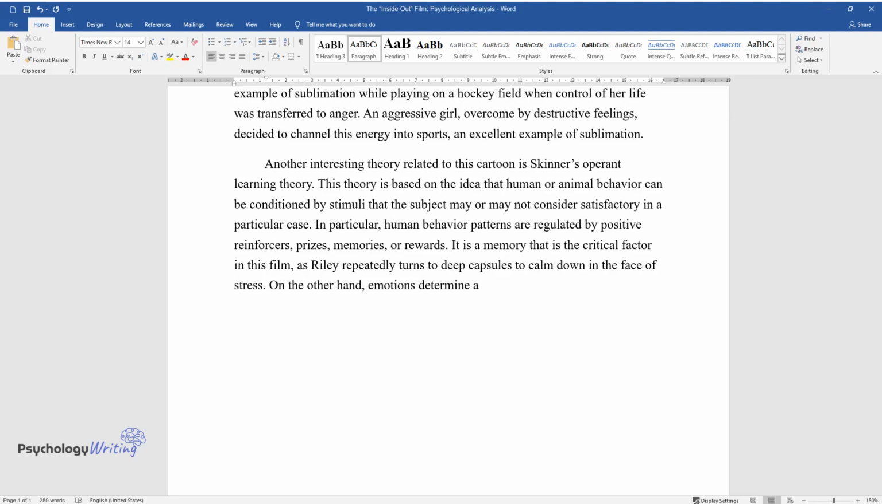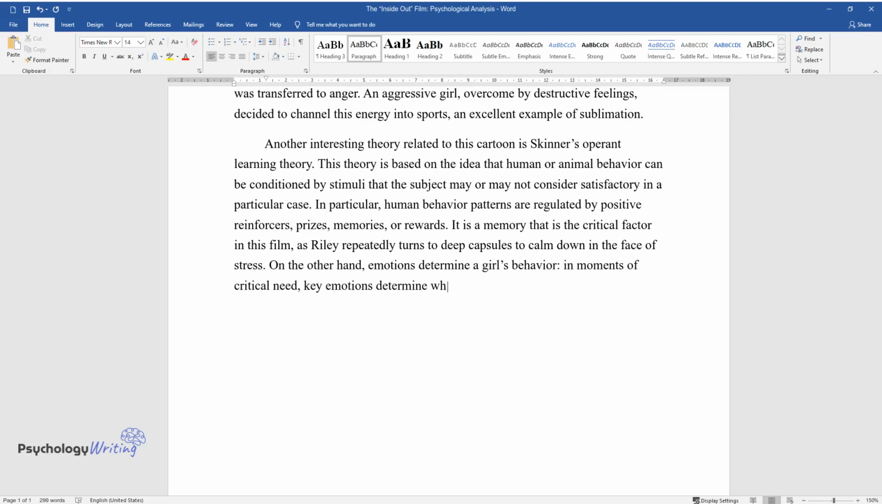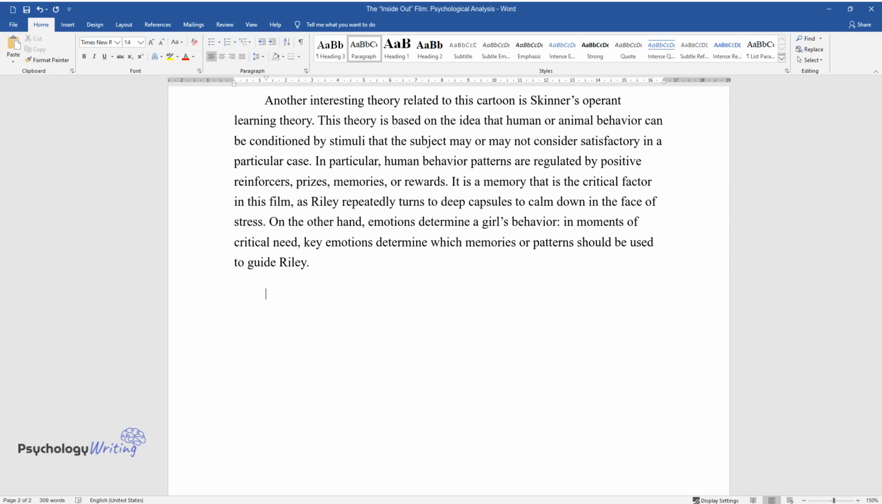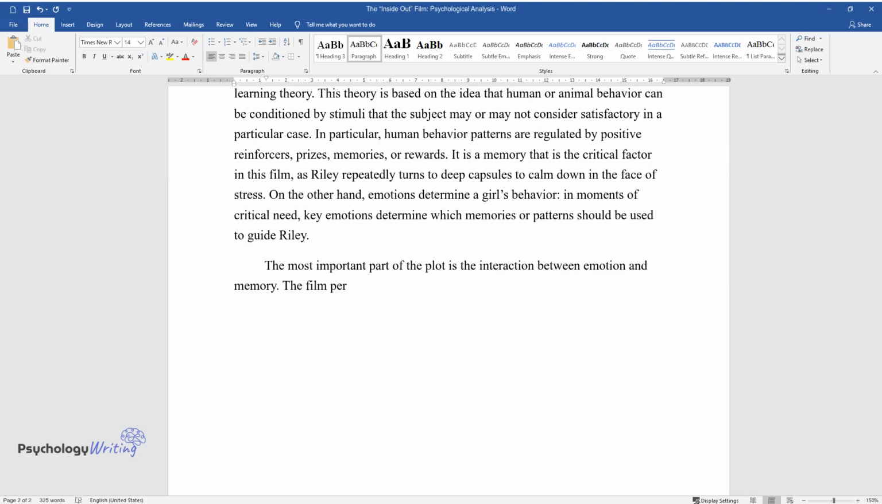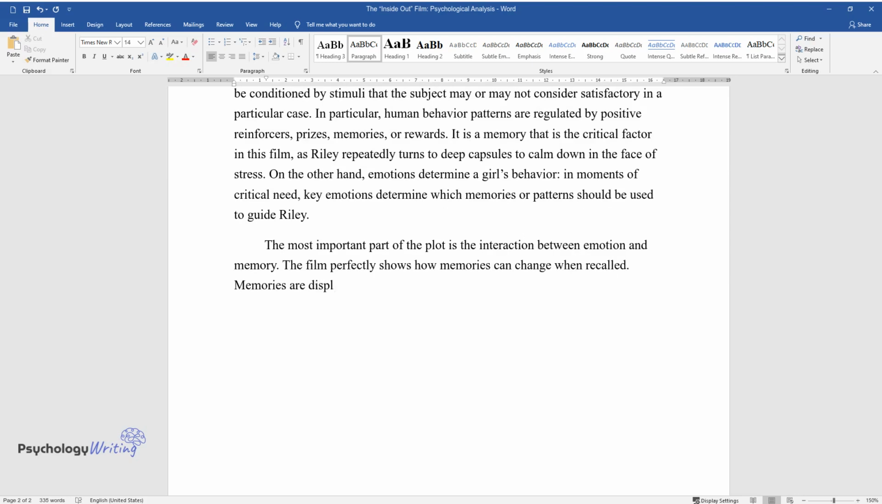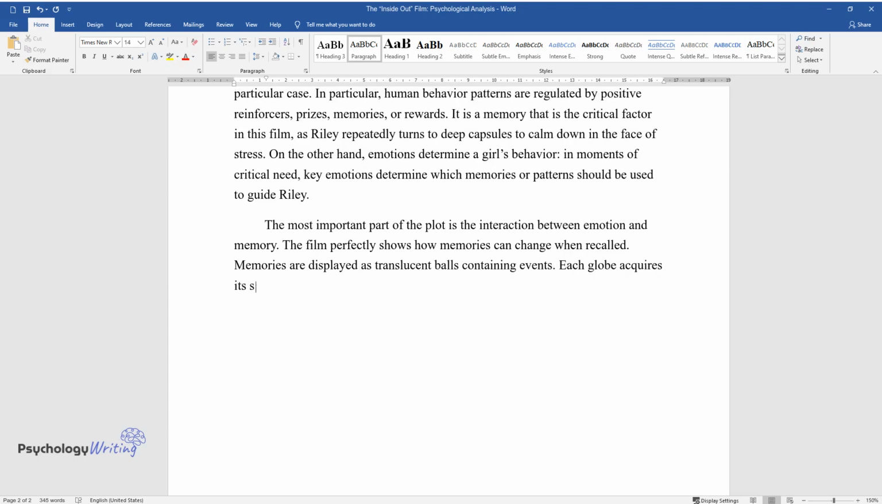On the other hand, emotions determine a girl's behavior. In moments of critical need, key emotions determine which memories or patterns should be used to guide Riley. The most important part of the plot is the interaction between emotion and memory. The film perfectly shows how memories can change when recalled. Memories are displayed as translucent balls containing events. Each globe acquires its shade depending on the underlying emotion of the event.